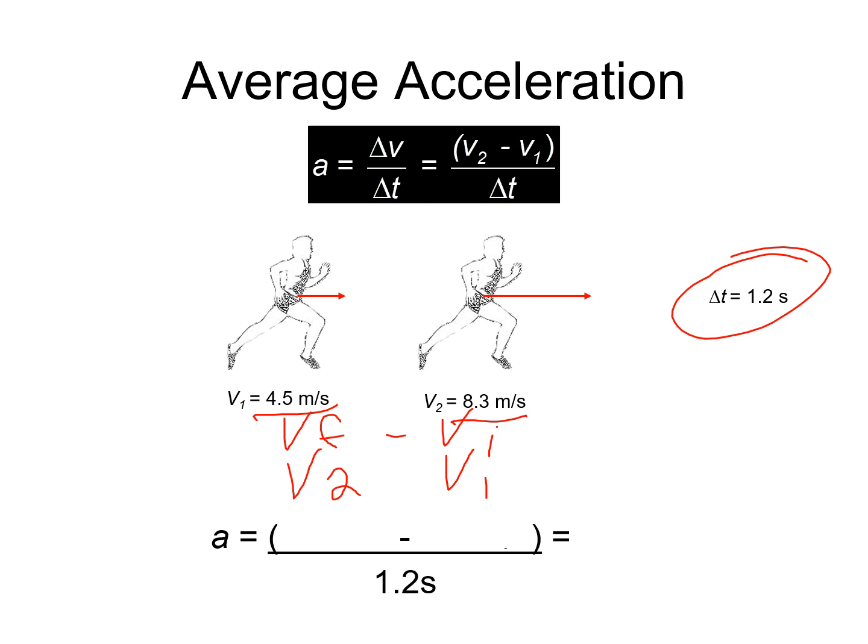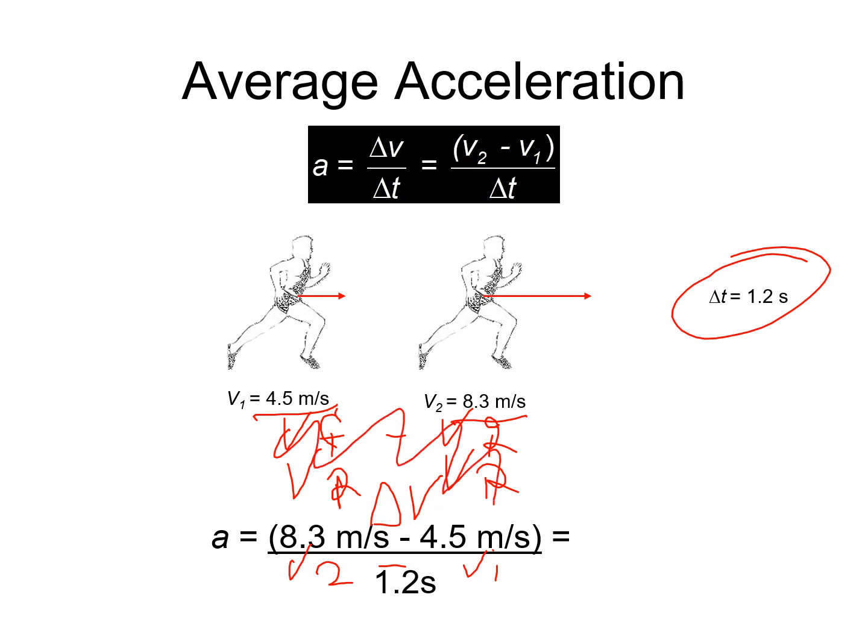So, they started at 4.5 meters per second and finished at 8.3 meters per second, so this is our change in velocity. Here we're saying V2 minus V1, okay? This should be V2, V1. Okay, I made a mistake there, but I tried to fix it. This is V1, V2, sometimes V final, V initial, excuse me.